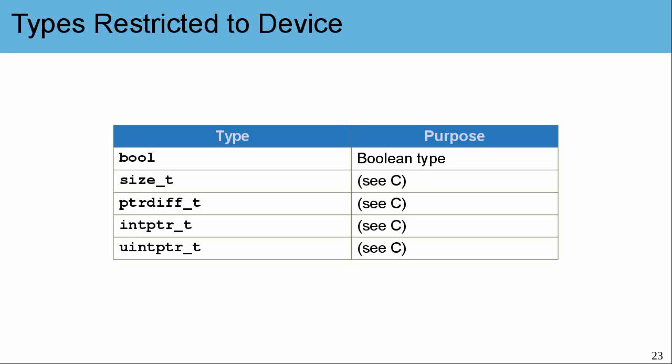These are all types that you cannot communicate between the host to the device at all. So a bool type, size_t, pointer difference types, these all have purposes according to the C specification. I'm not going to go into them. The important thing to note is that you can't transfer them between the host and the device. So I assume that you followed and completely understood my previous talk.